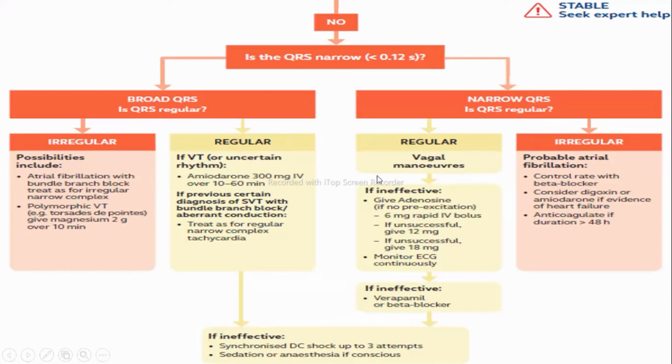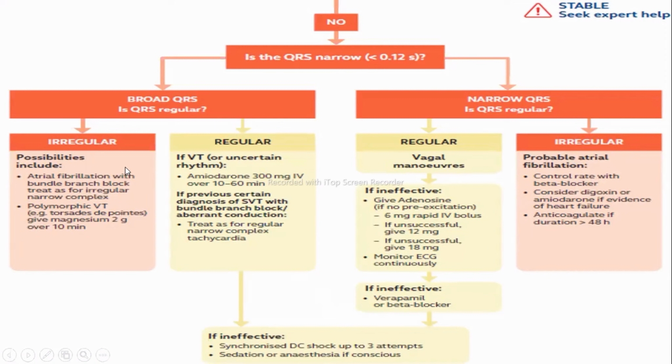We are talking about new guidelines 2021. So it will be 6 milligram, 12 milligram, 18 milligram. Before it was 6 milligram, 12, 12. Now they changed to 18. Okay. So here, if irregular, it will be atrial fibrillation as well. So again, beta blocker or calcium channel blocker or whatever.